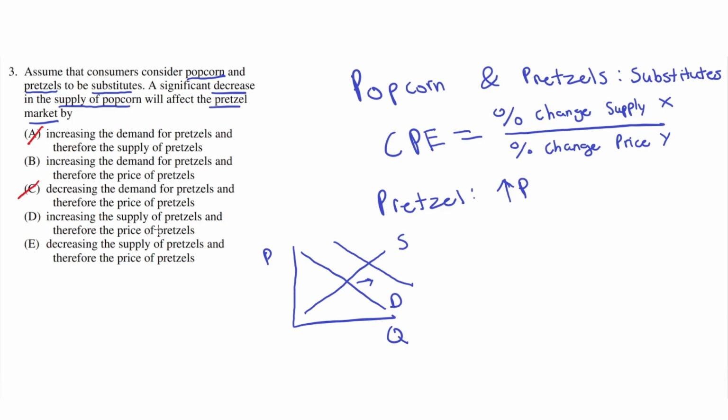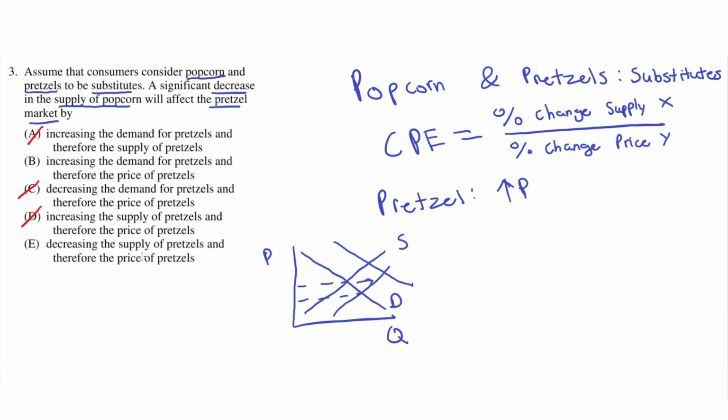D. Increasing the supply of pretzels and therefore the price of pretzels. This is incorrect because if we were to depict an increase in the supply of pretzels, which would look like this, a shift to the right of this S-curve, this would cause a decrease in the price because this price would map to something here, whereas the original would be up here. Therefore, there is a decrease in the price, not an increase in the price. So as with C, D is incorrect.